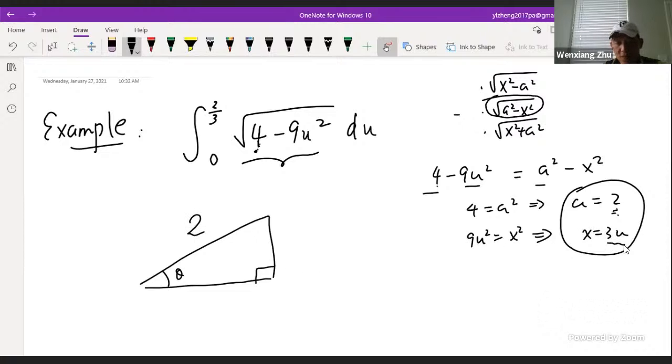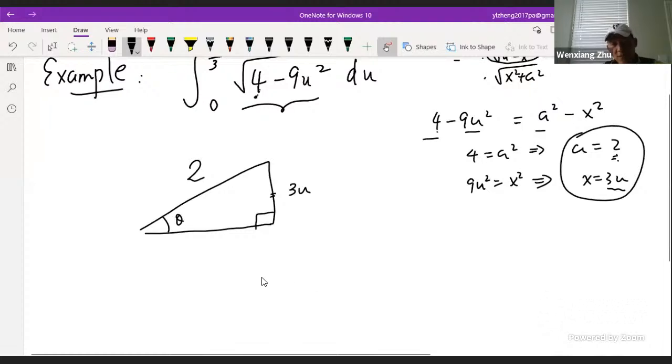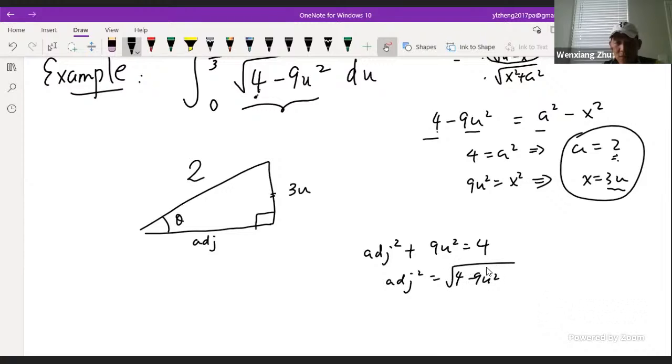Okay, x is equal to 3u, and because this is the second type, you can put that as the opposite side. So that will be 3u. And we know by the Pythagorean theorem, can you figure out what the adjacent side is? Well, the adjacent squared plus the opposite squared, 9u squared, should be equal to 4 squared, so the adjacent squared equals 4 minus 9u squared. Take the square root, right? That's exactly what we had in this problem. So the Pythagorean theorem naturally gives us the square root of 4 minus 9u squared as the adjacent.